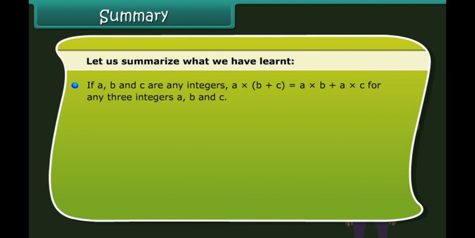If a, b and c are any integers, a into b plus c is equal to a into b plus a into c for any three integers a, b and c.